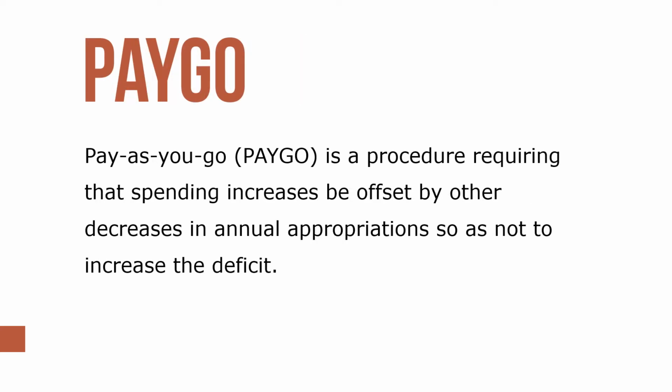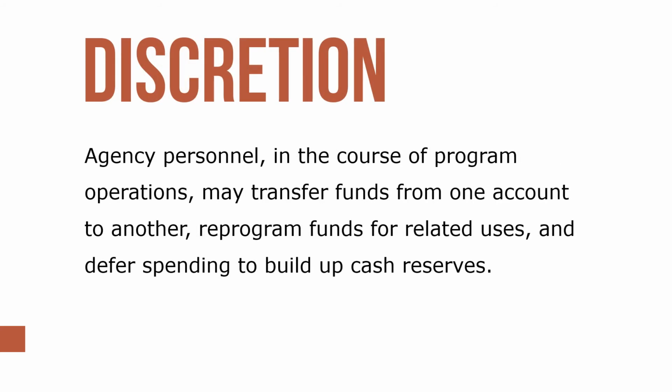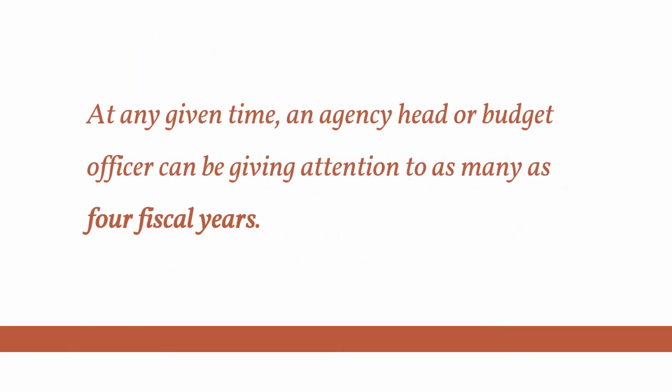Pay-as-you-go, PAYGO, is a procedure requiring that spending increases be offset by other decreases in annual appropriations so as to not increase the deficit. Agency personnel, in the course of program operations, may transfer funds from one account to another, reprogram funds for related uses, and defer spending to build up cash reserves. At any given time, an agency head or budget officer can be giving attention to as many as 4 fiscal years.